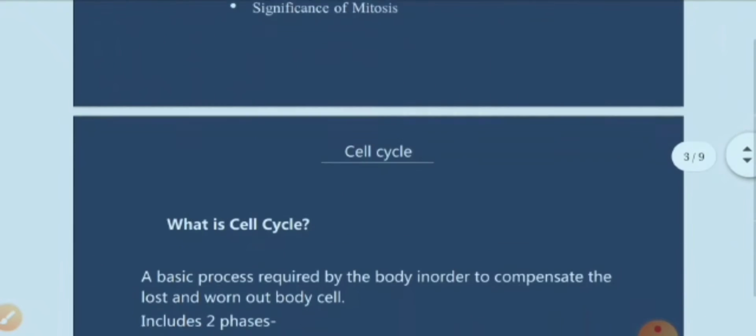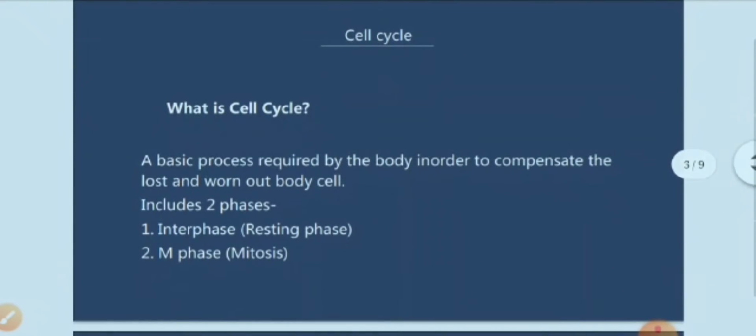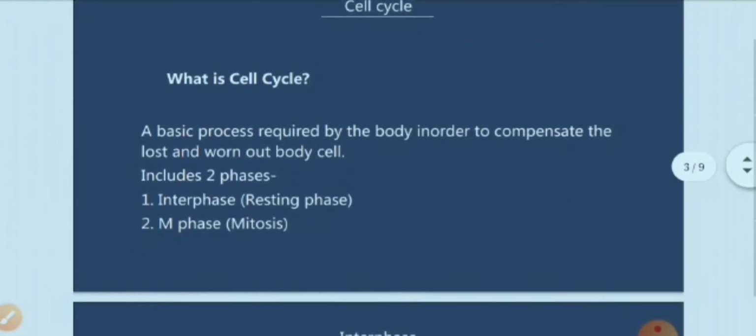So what is this cell cycle? Cell cycle is basically a division of cells where along with its phases it renders to the replacement of body cells which are either worn out or they are dead. So this involves two phases, that is interphase, the resting phase, and the M phase of mitosis.